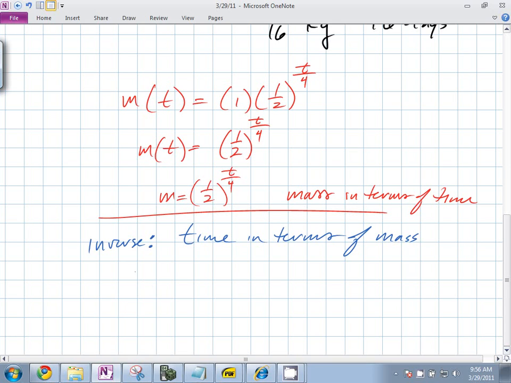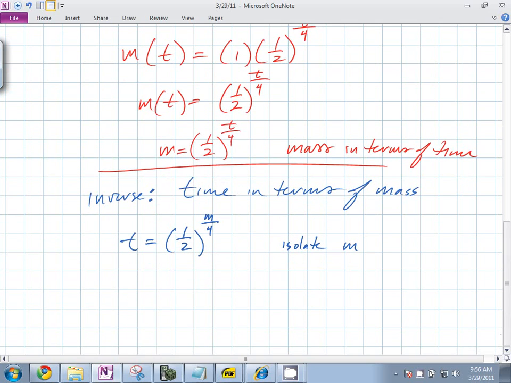Okay, so in this case, what are we going to do first? We're going to switch. So what are we going to have here? T is equal to 1/2 to the M over 4. And what are we going to isolate here? M. So we want to isolate what? Isolate M.